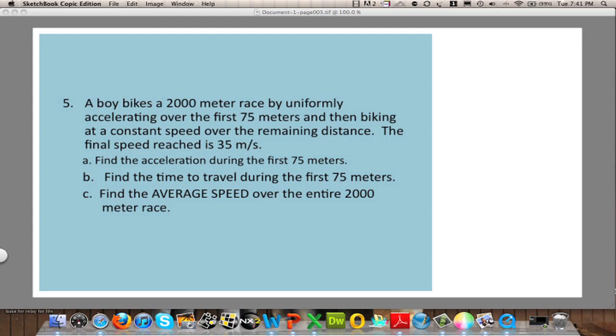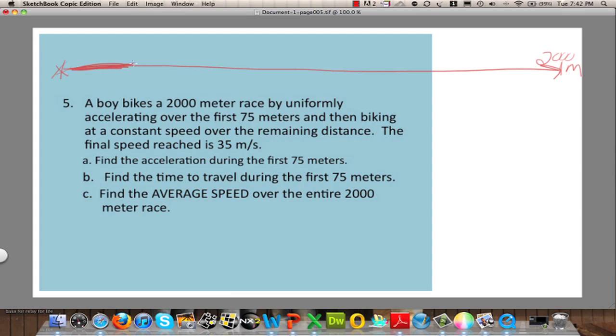Okay, our last problem, number 5, and it looks a little more involved. So let's do this together. It says a boy bikes a 2,000 meter race by uniformly accelerating over the first 75 meters and then biking at a constant speed over the remaining distance. The final speed reached is 35 meters per second. So let's draw out this picture. Here is my bike race, this big long race, where at the end is the 2,000 meter finish line, yeehaw. And here is my start. This very first section, and I'll darken it, is the 75 meters where the boy is accelerating. So that's my distance, 75 meters.